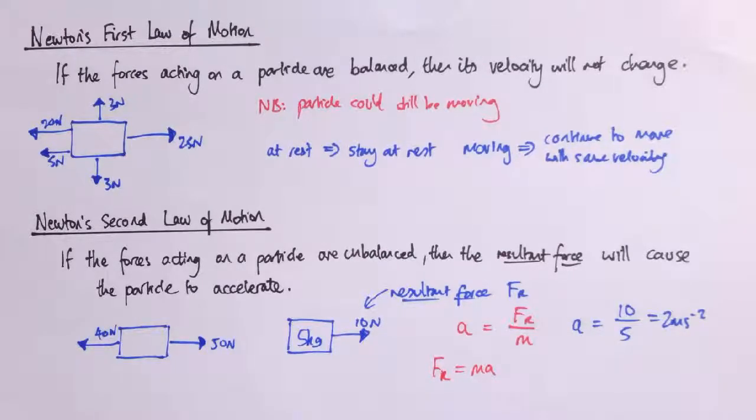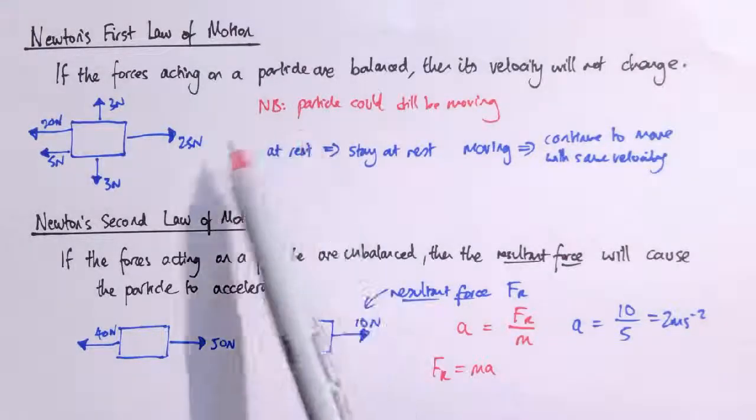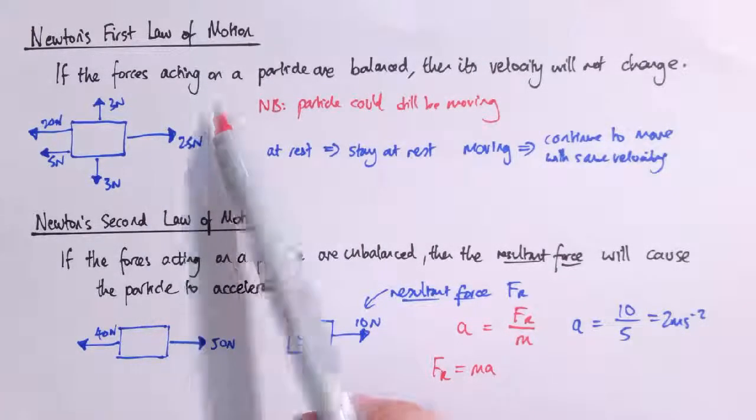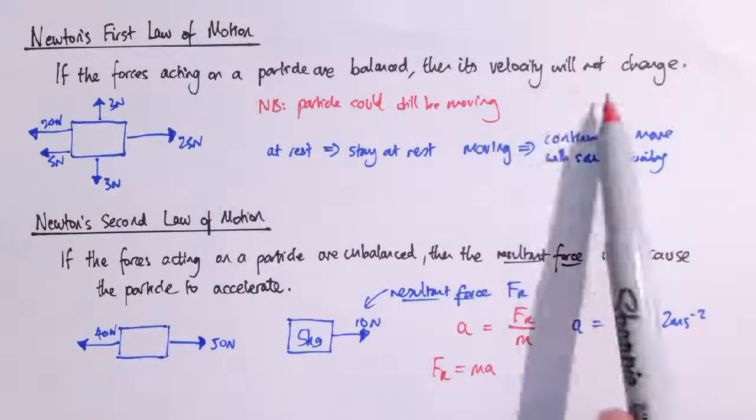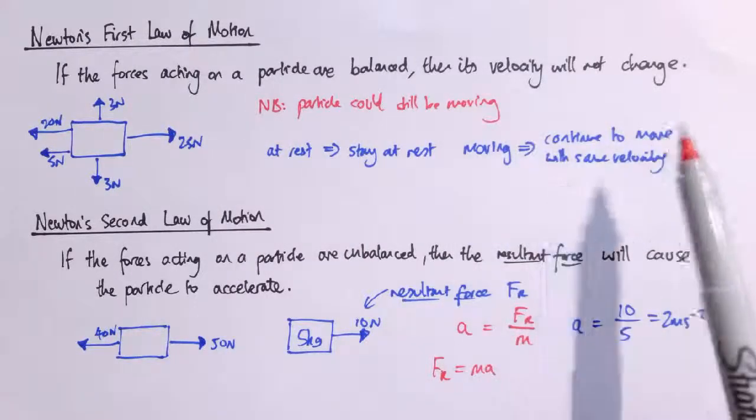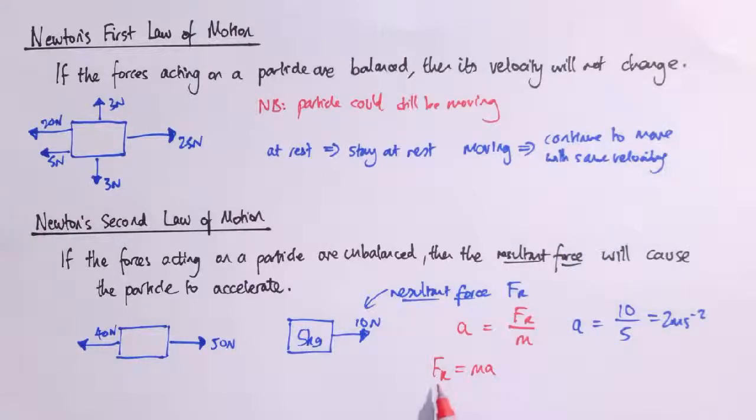As I said at the start, actually Newton's first and second laws are really one and the same thing, because if you think about the first law, well, in the first law, if the forces are balanced, then the resultant force FR is 0, and what it says is the velocity won't change, so that means that the acceleration a is 0. So we've got FR, which is 0, equals the acceleration, which is 0, times whatever the mass is. So actually Newton's first law can be seen just as a special case of the second law.